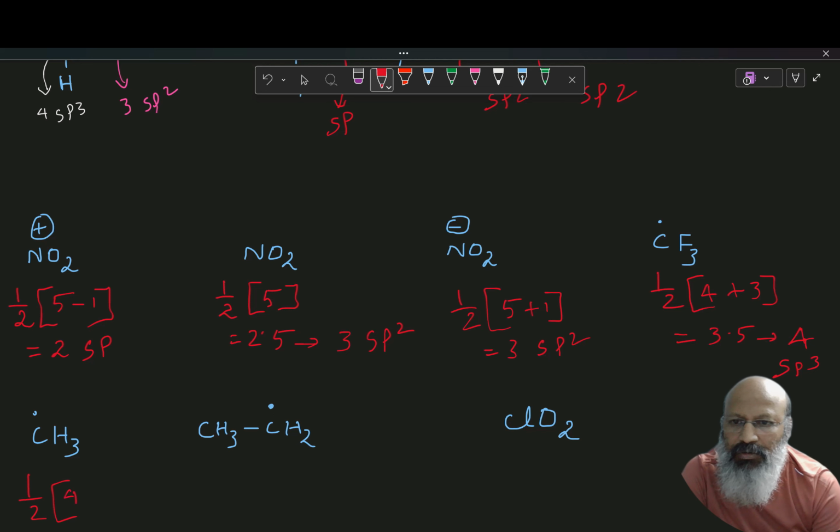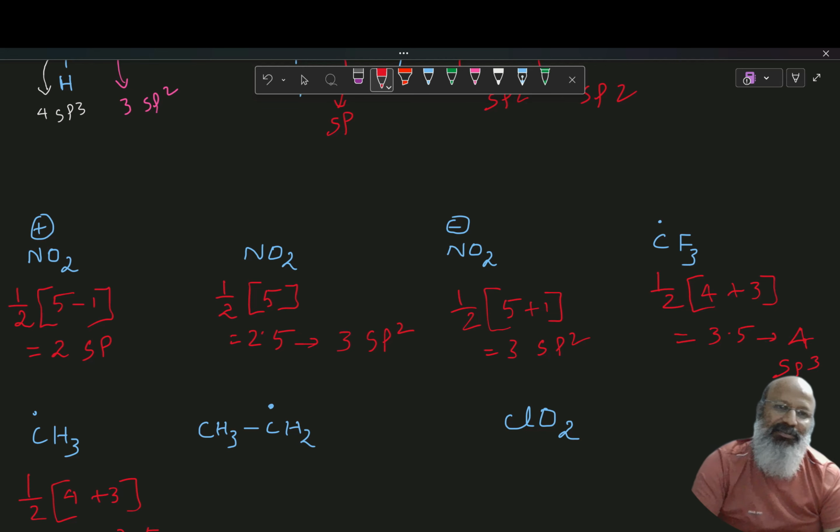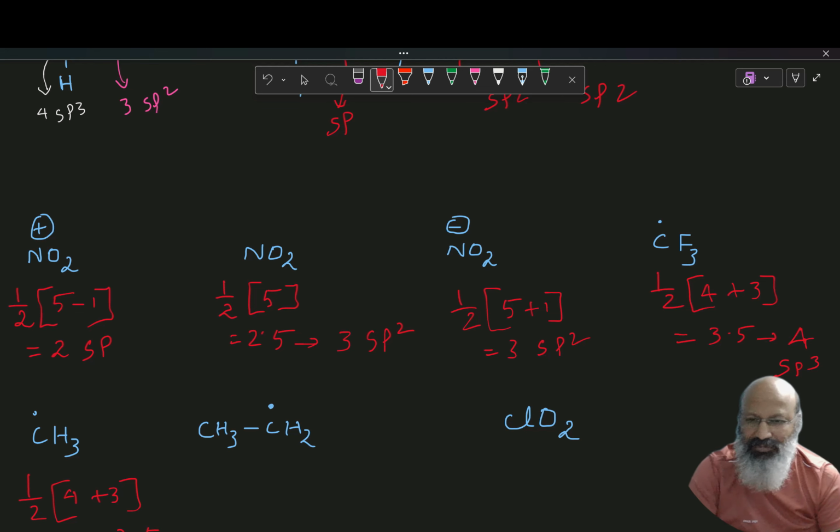Coming to this case, half, then 4 plus 3, coming again at 3.5. But remember, this is a hydrocarbon. The central atom is carbon and the surrounding atoms are hydrogen. So I need to subtract 0.5. So it is coming out to be 3.